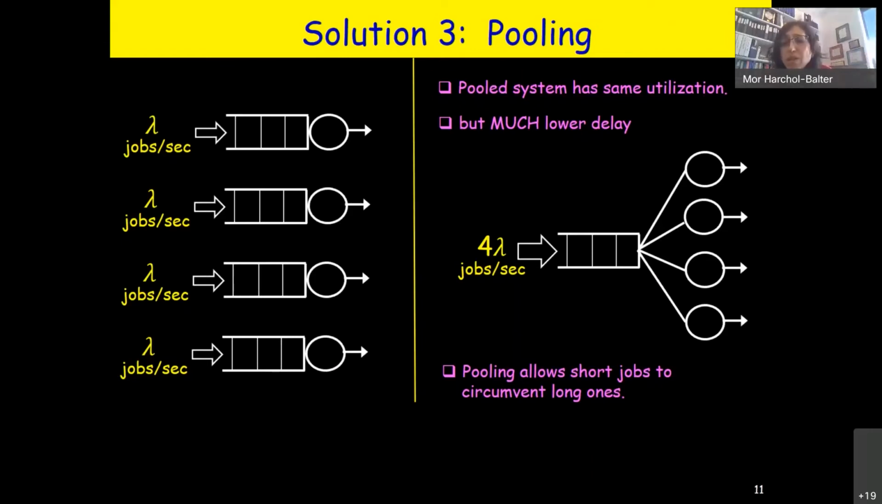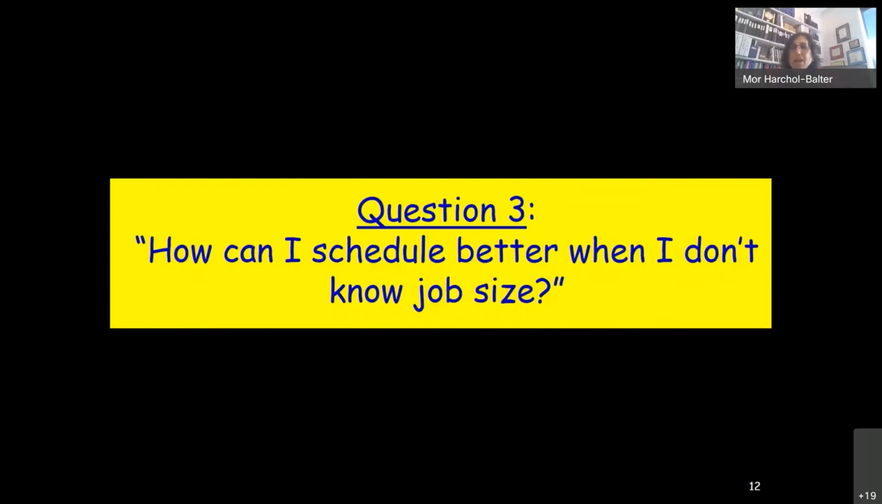And it already works with exponential distributions. It gives you the factor 4, but with more highly variable distributions, it can be infinitely better to have these pooled systems. So these are 3 solutions for how to deal with variability. Okay, I'm moving to my third question.